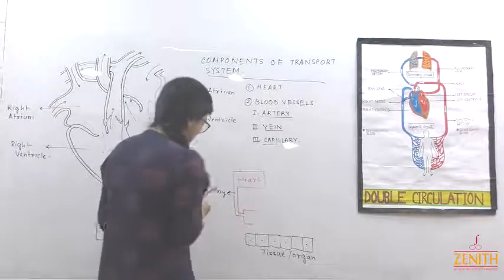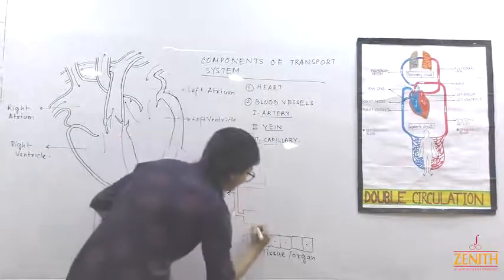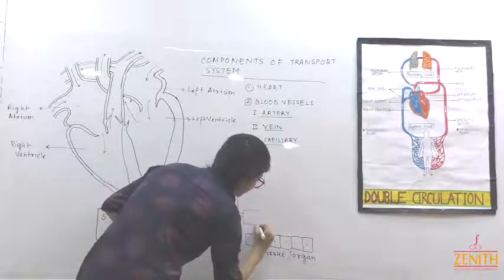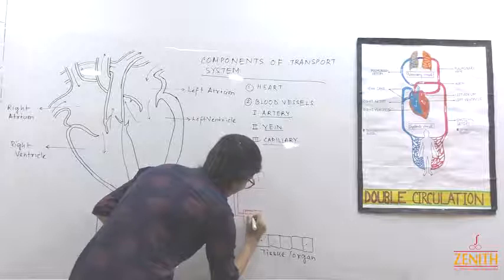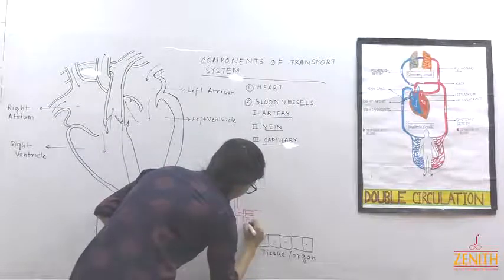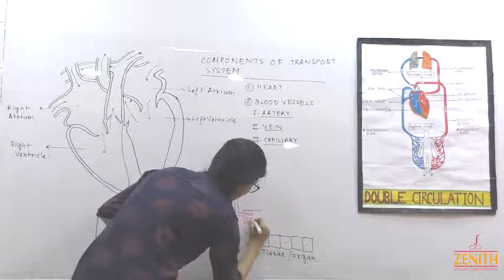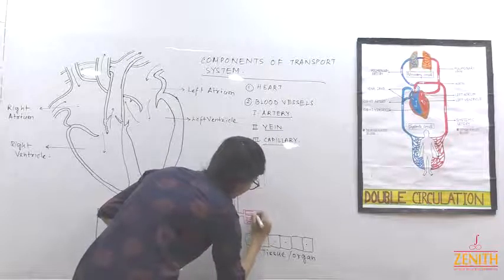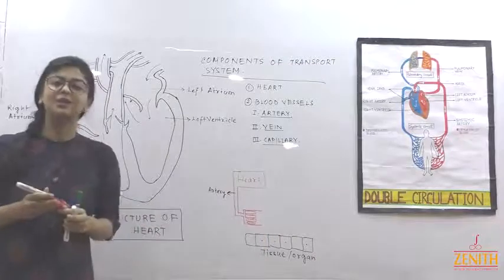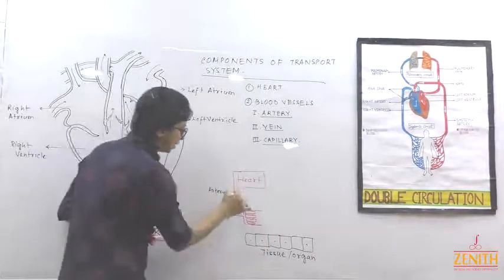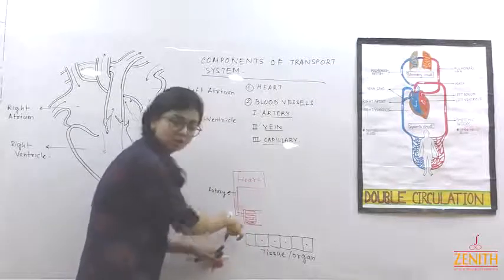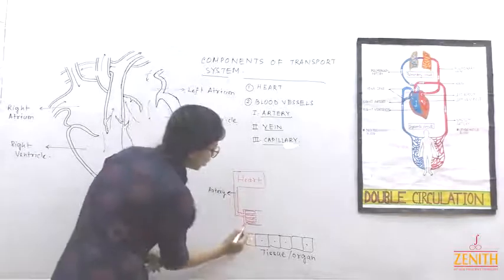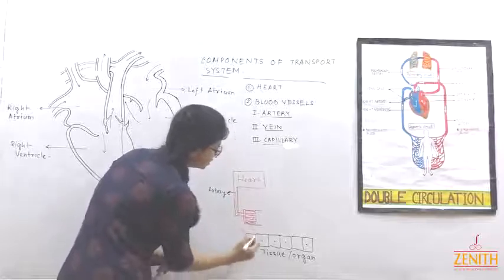Now what happens? When the artery is moving toward a tissue, the artery will get converted into fine branches. It will form several branches. These branches of the arteries are called the arterioles. So here the blood will enter, and suppose in this blood oxygen is present. That oxygen can move inside the tissue.